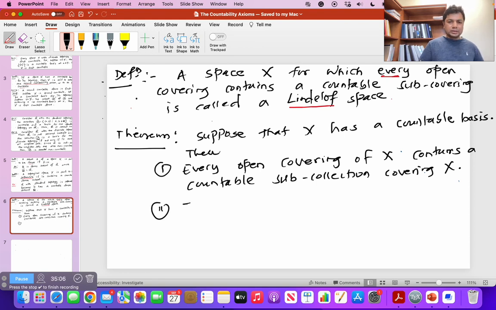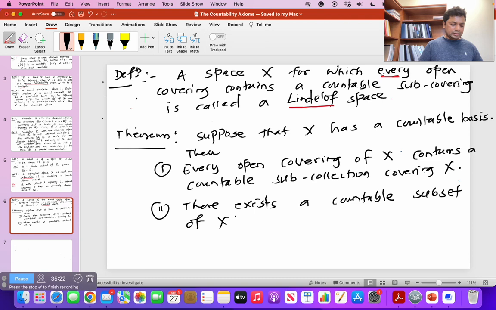And the second condition is there exists a countable subset of X that is dense in X. So this theorem gives us the relation between second countable space and Lindelöf space. Every second countable space is a Lindelöf space. Let me give you an example.